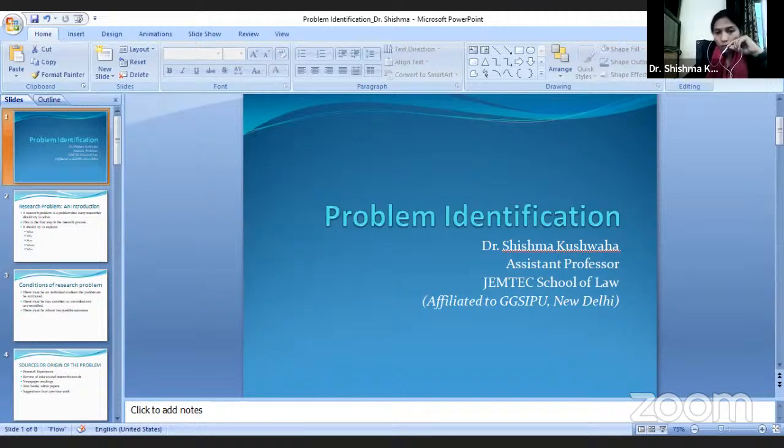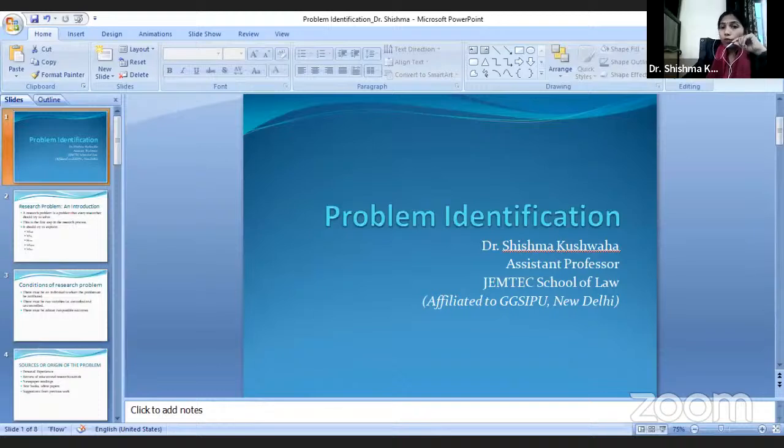So this is how we can find out that this is the actual problem that exists, and we can do some research about it, right? I believe it is clear to all. Is there any doubt for any student? Okay, I consider the silence as there being no doubt.